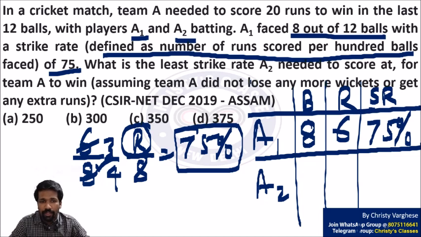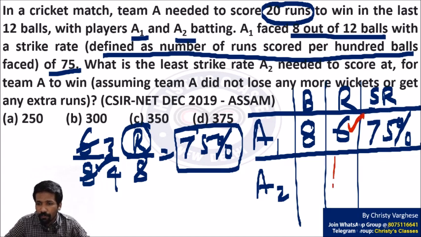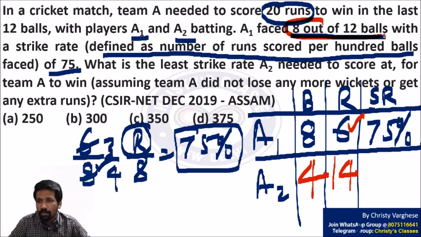Now you know one thing, how A2 should score the remaining runs. Remaining means 20 runs totally needed. A1 scored only 6 runs. So the remaining 14 runs A2 should score. Why 14? Total 20 runs is the target, A1 scored 6. But the problem is A2 has only 4 balls remaining. Why 4 balls? Already 8 out of 12 balls were played by A1. So A2 has only the remaining 4 out of 12 balls.